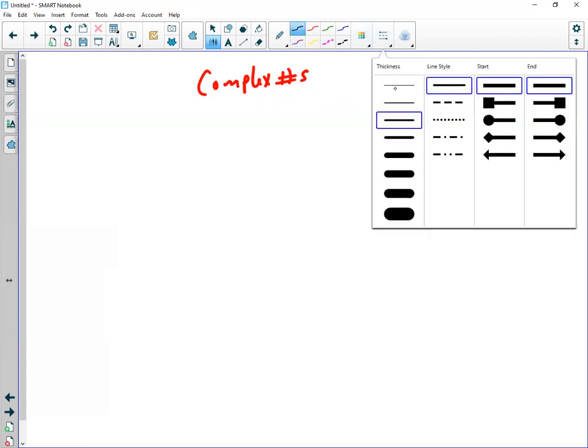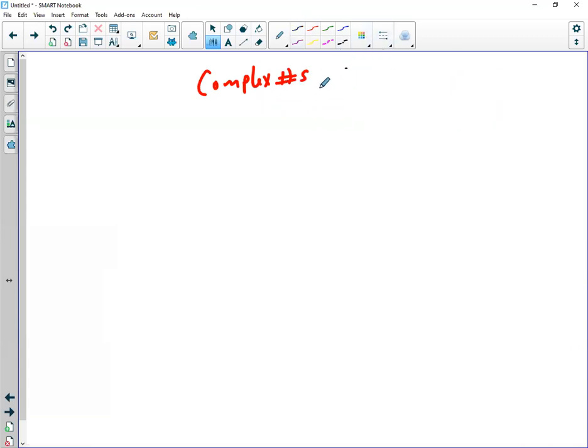I don't know if I'm losing my mind, but I'm pretty sure I just did that and it didn't change the color. So complex numbers are always written in a standard form.